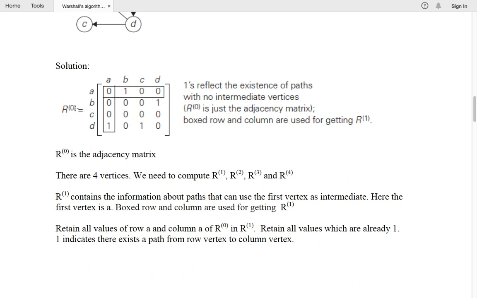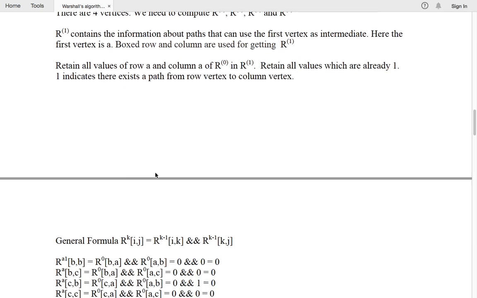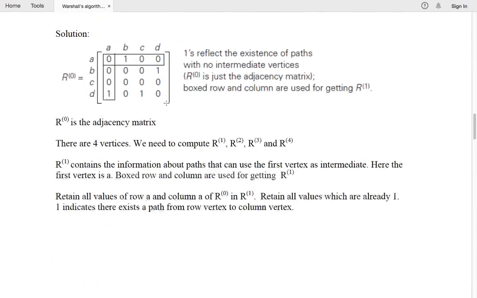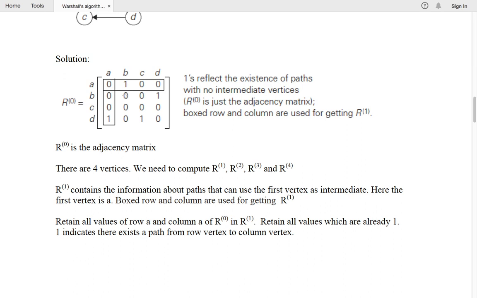To compute R1, we make use of the values which are boxed here, that is, column A and row A are boxed. To find R1, we retain the row A and column A values as they are. So if you look at R1, this will be 0001, this will be 0100. I'll quickly show that part. If you look at R1, it is the same as 0001, 0100. So that won't change.